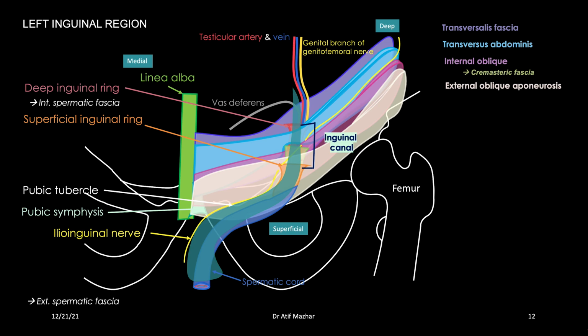Now, what is this green structure? If there is a weakness and if there is a rise in intra-abdominal pressure, a loop of intestine or any other part of the abdominal content may travel, and this green color is indicative of a hernia. And if a hernia passes through the deep ring, the canal, and the superficial ring, we call it indirect inguinal hernia. And usually this hernia is most commonly seen in early stage of life.